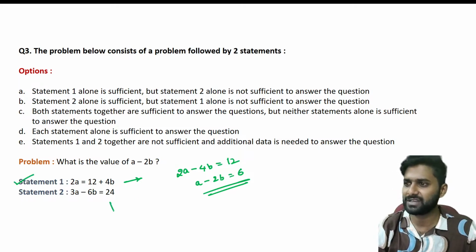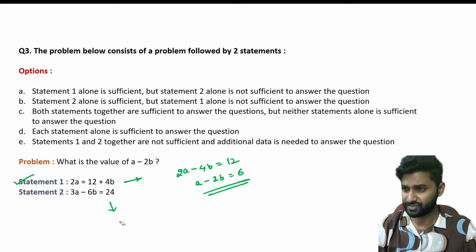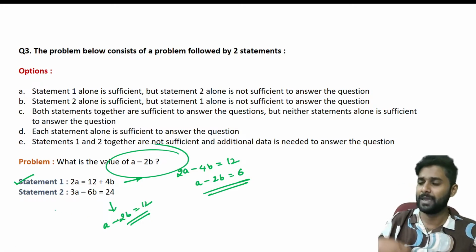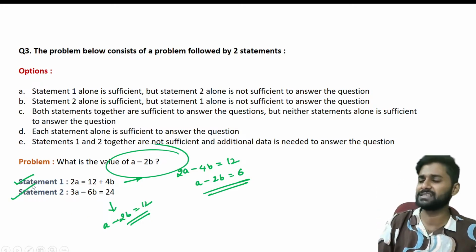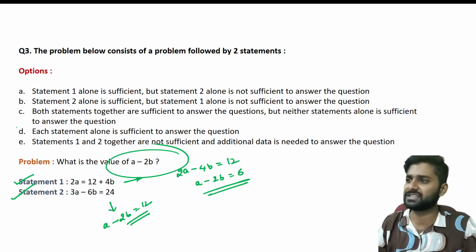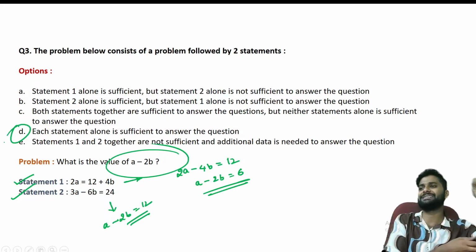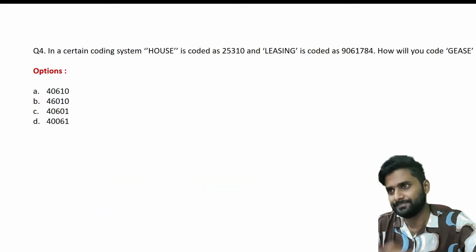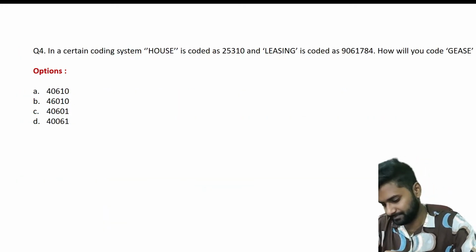But verify the second one also. Again, if you cancel with the 3 table, you will get a minus 2b is equal to 12. See, we are still able to find the value of a minus 2b. Statement 1 alone is sufficient and statement 2 alone is sufficient. That's why you have to choose your option: each statement alone is sufficient to answer the question. Next one.